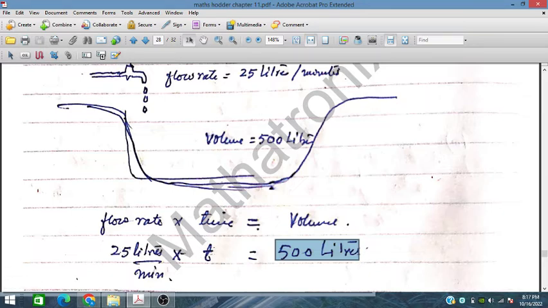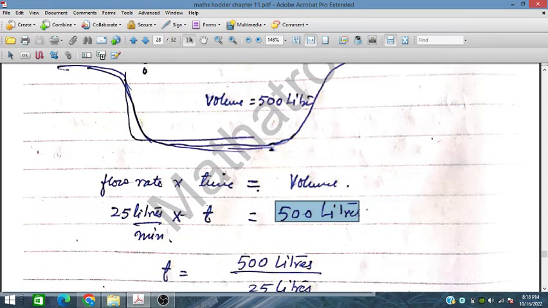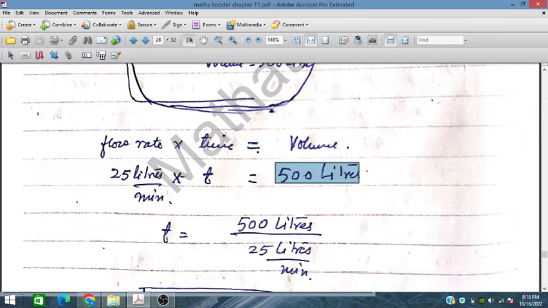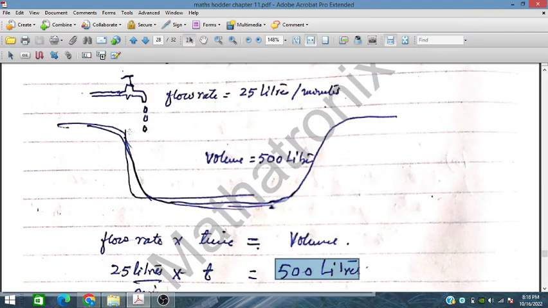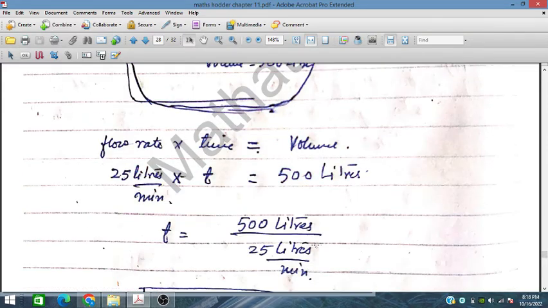As we increase the time, the time multiplied by this unit will cancel out, and we will get this volume. So for time, this volume is divided by this flow rate, the liters cancel out, and minutes will appear here. This is 20 minutes. If we multiply 25 liters per minute by 20 minutes, every minute 25 liters is increasing. So after 20 minutes, 500 liters will be in this tub. So the answer is 20 minutes.